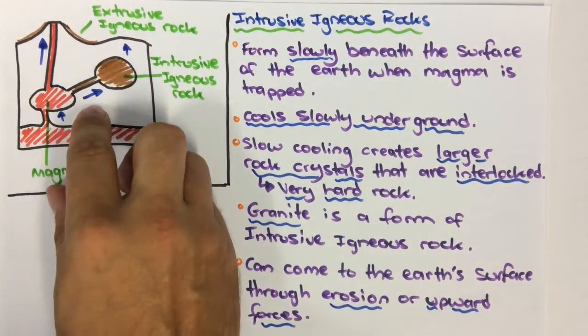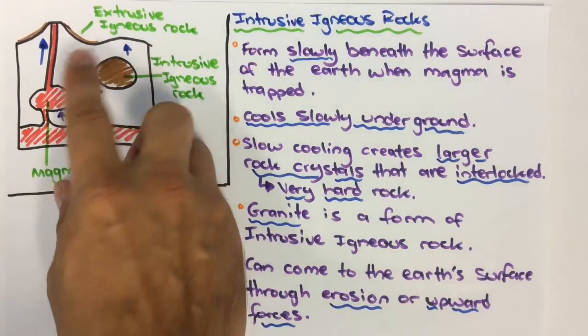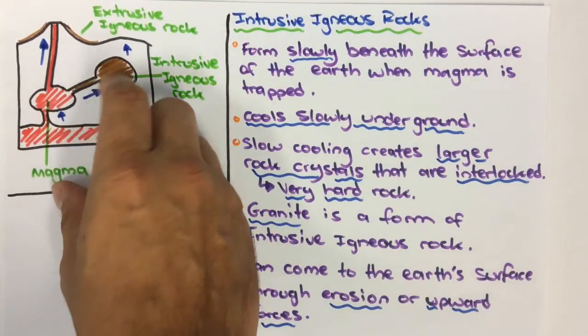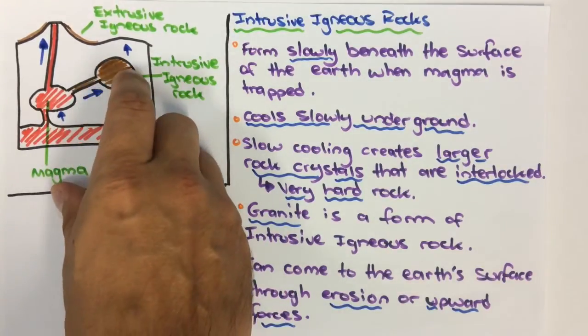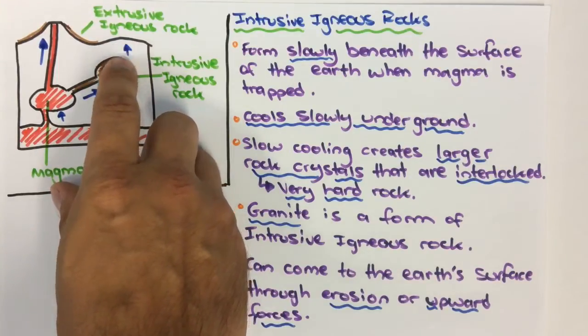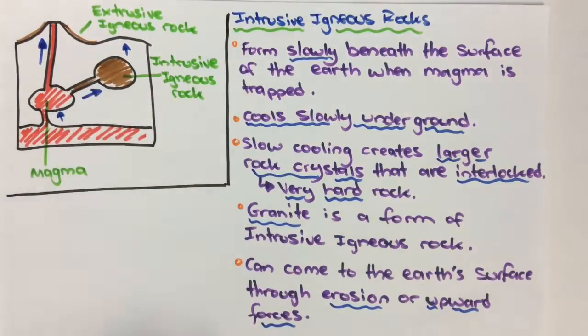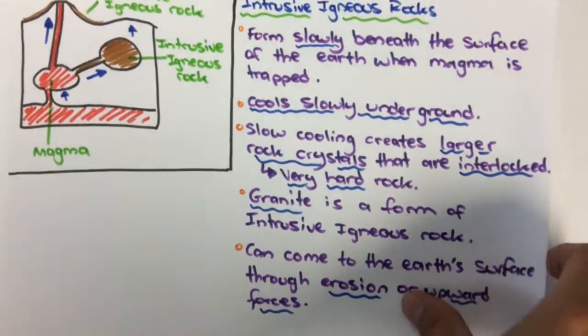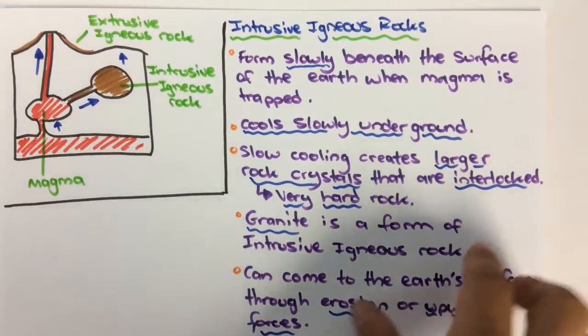So you can see with these arrows here, it represents the movement of the lava here, but also of the intrusive igneous rock towards the surface. So it might be that the surface here was eroded and then this igneous rock would be exposed. Okay. Now let's look at the extrusive igneous rock.